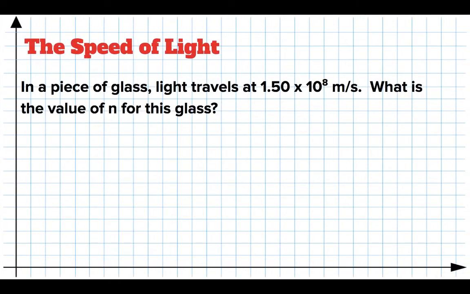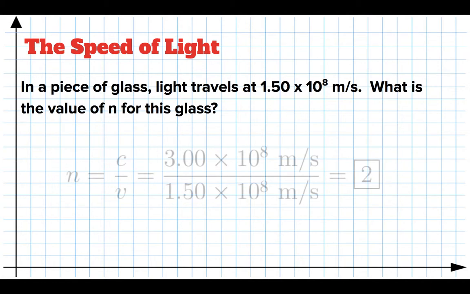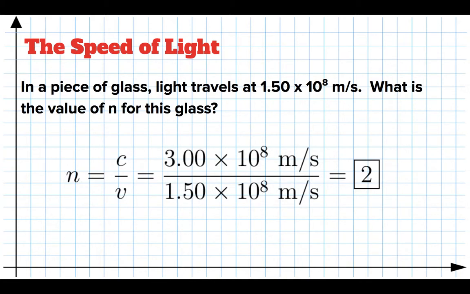So a quick little calculation here. In a piece of glass, light travels along at a slow 1.5 times 10 to the 8th meters per second. In this case, what would be the value of n for the glass? The value of n is the ratio of the speed of light in a vacuum, which is 3.0 times 10 to the 8th, divided by the speed of light in our glass. And so we have an index of refraction of 2 for this piece of glass, meaning the light slows down by a factor of 2 while it's in the glass.